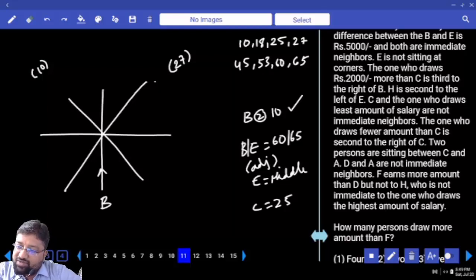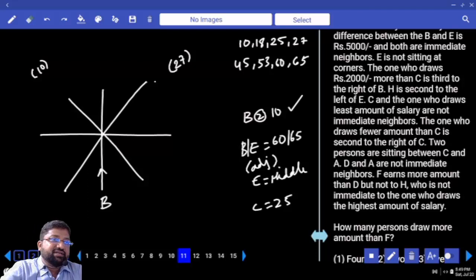C and the one who draws the least amount of salary are not immediate neighbors. Who is the least amount of salary? 10. Can I have C here? No. Because C and 10 are not immediate neighbors. Next line.